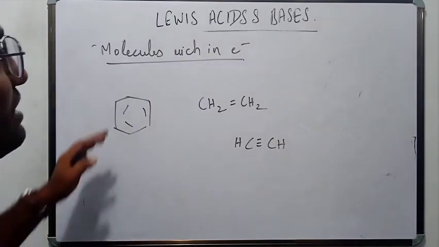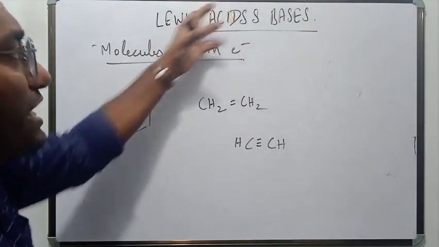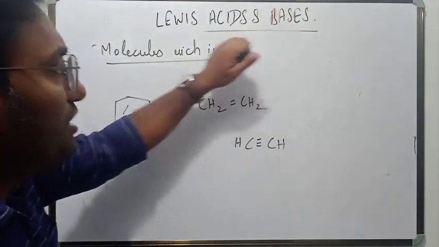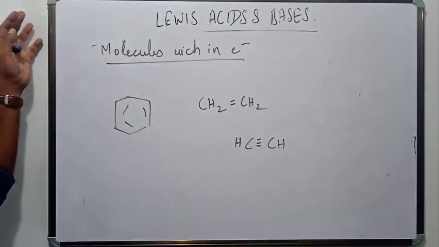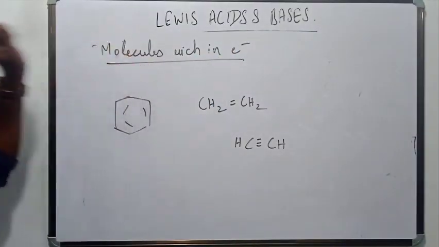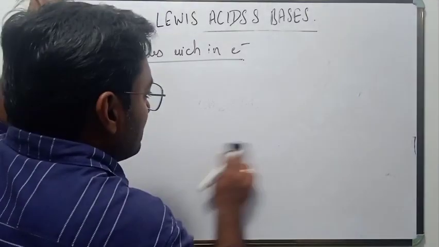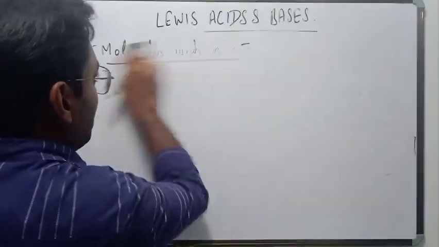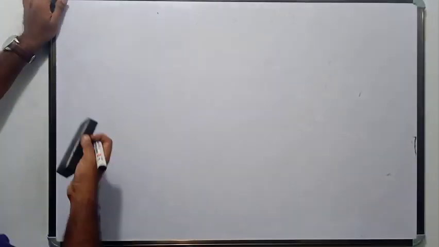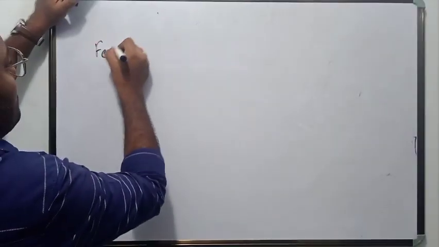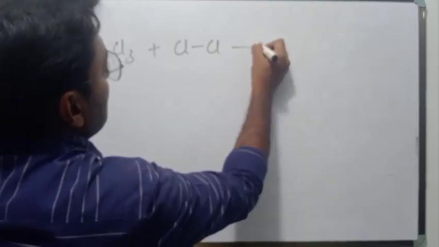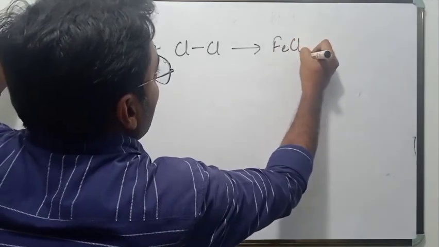We have seen that Lewis acids accept electrons and Lewis bases donate electrons. We have seen examples of Lewis acids, and examples of Lewis bases also. Right? Now let us see some Lewis acid base reactions, so that we get a better understanding. The first reaction is very familiar to us. This we have encountered in acid base reactions.